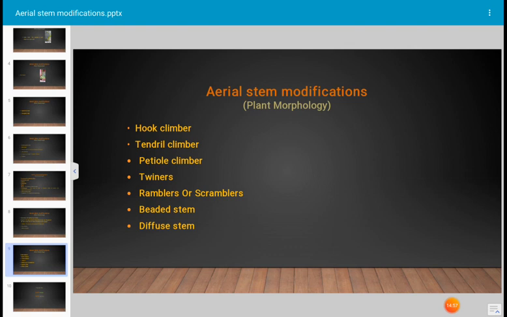Stem is modified for different types of functions. And these are all the different modifications of the aerial stem of the plant. Okay, thank you very much.